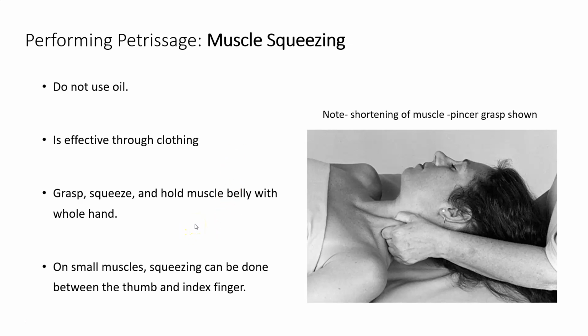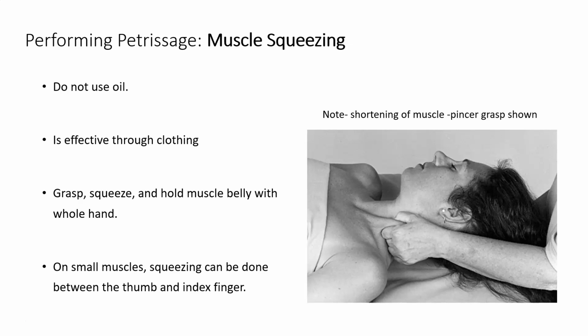Grasp, squeeze, and hold the muscle belly with the whole hand. You can see this technique here, and this is a muscle called sternocleidomastoid. I kind of call it a hook technique. The second finger is a broad area within the muscle, and the thumb is wrapping around, and the technique is applied through squeezing this structure. This is known as a pincer grasp, and you can see how short it is by how much it sticks out here and here. It's really good with any kind of muscle.